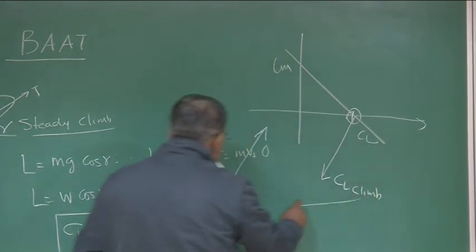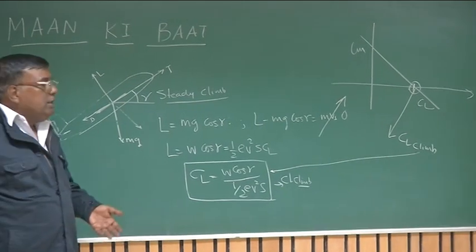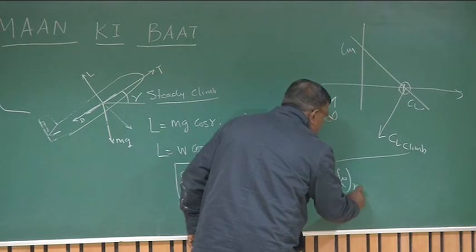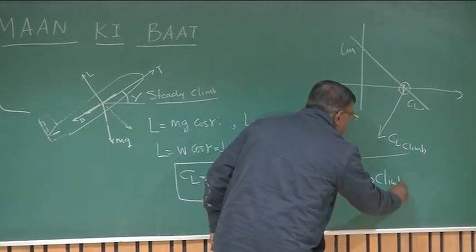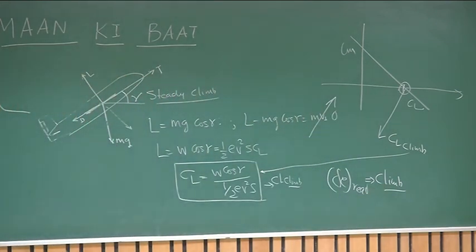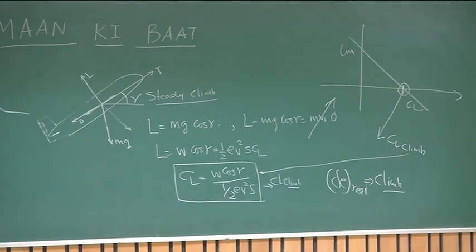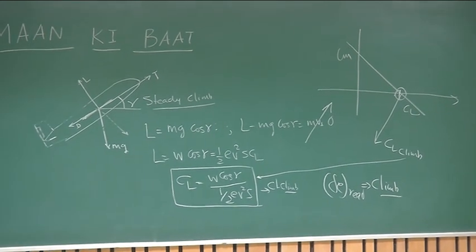And how do I find CL climb? I use this relationship. What is my next question? It is what is the delta E required for this climb? Is this question clear? Fine? Right? Now we will formulate a problem to solve this, and you will understand very well what I am talking about and what the relevance of this example is.